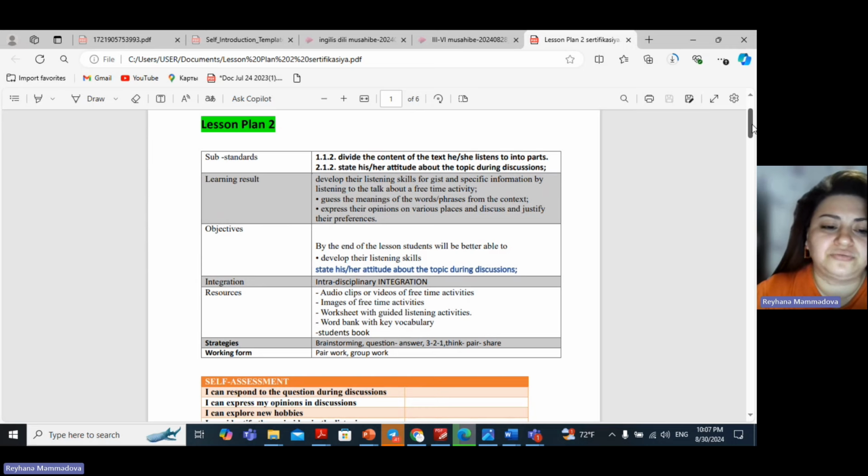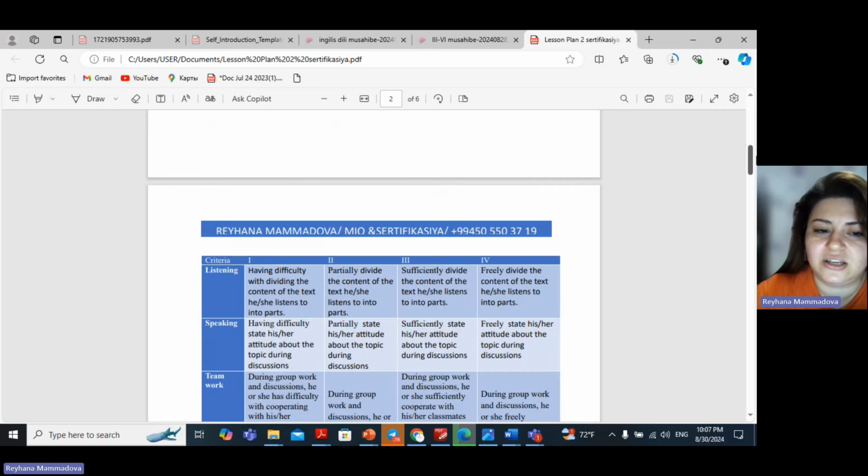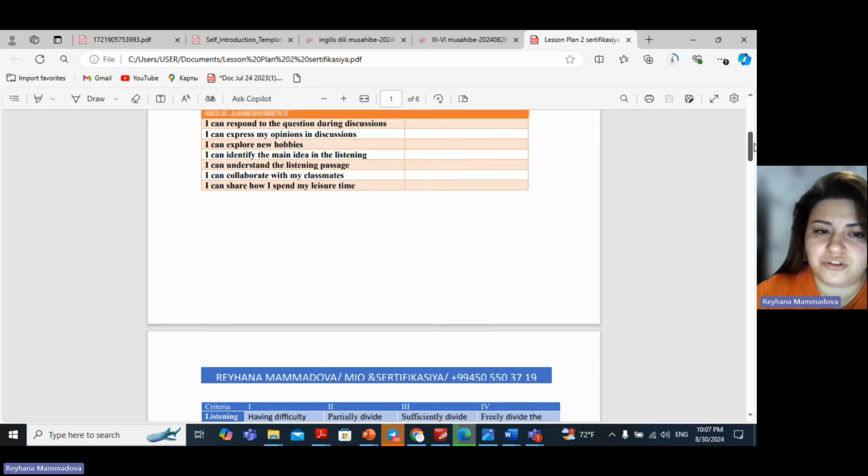Strategies are brainstorming, which I use in the motivation stage, question and answer, and the 3-to-1 method, think, pair, share. My working forms are pair work and group work, and I use self-assessment and a criteria assessment rubric.